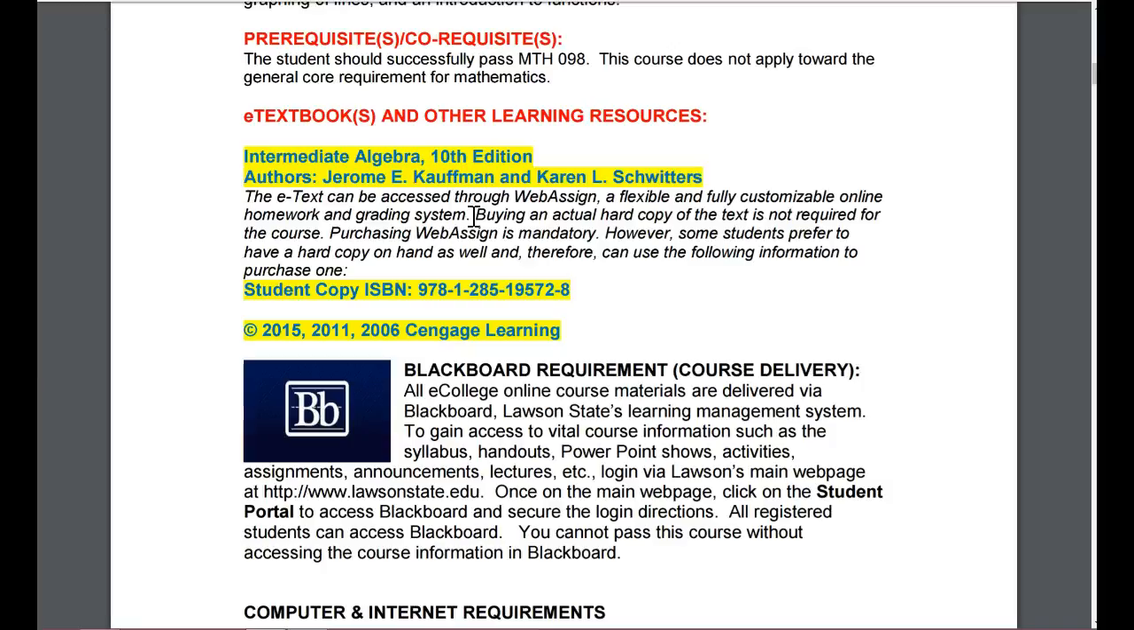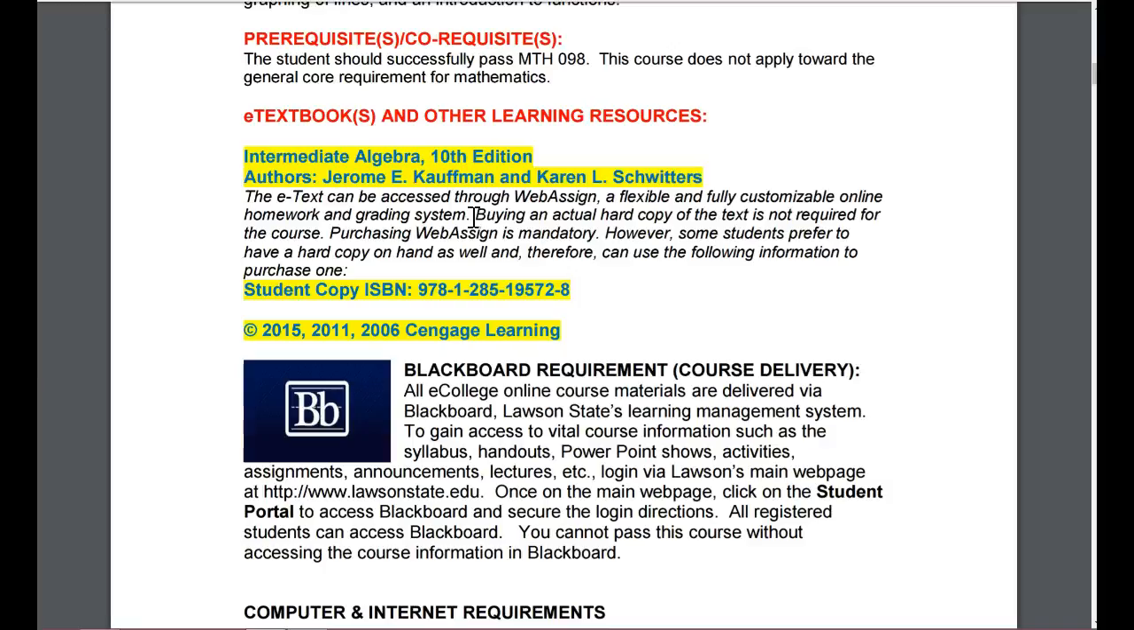WebAssign gives you a little wiggle room. They give you so many days free, but normally less than 2 weeks. So you want to make sure you have enough money by that second week to purchase WebAssign so that you will have access to your ebook.